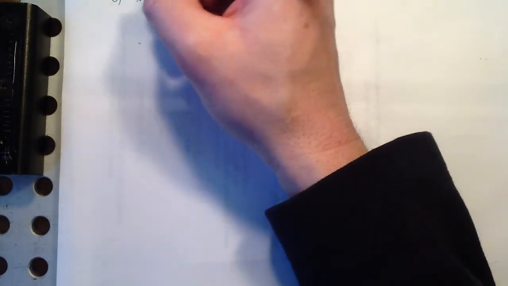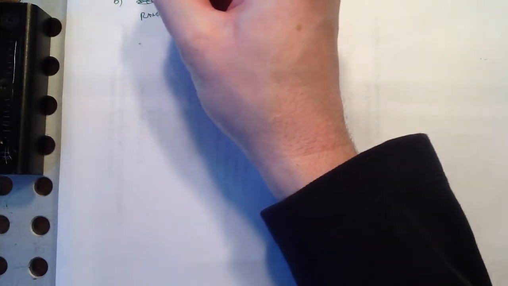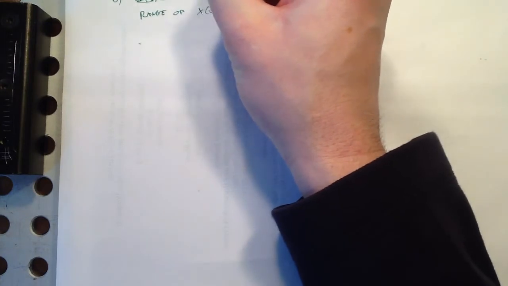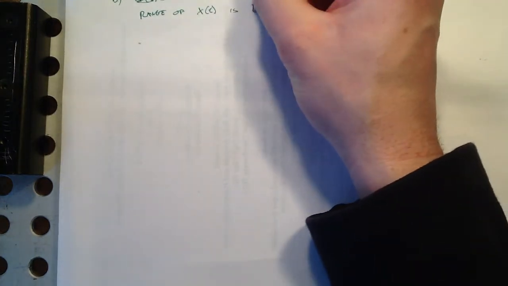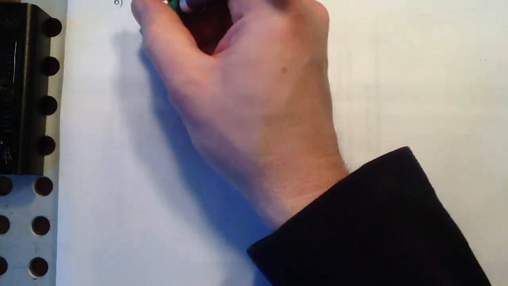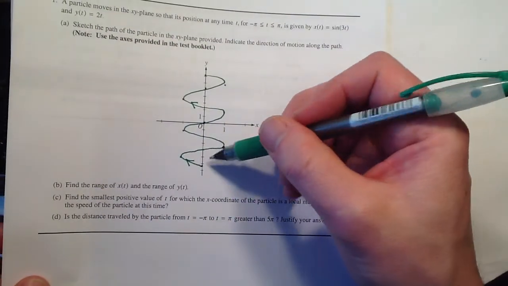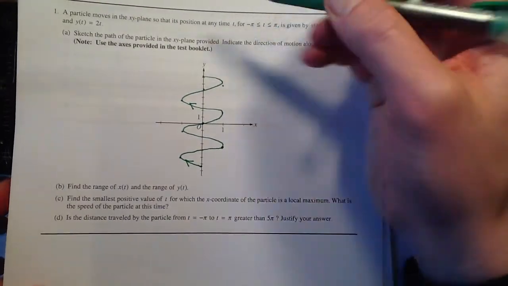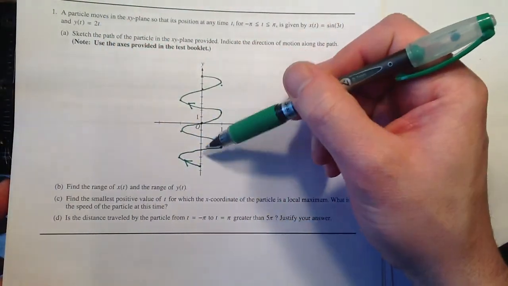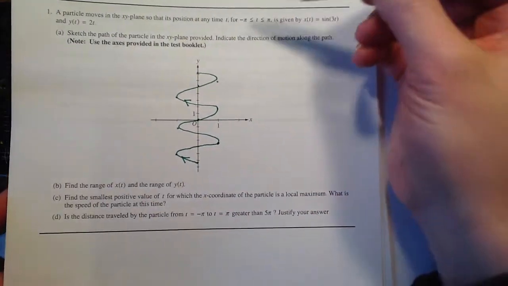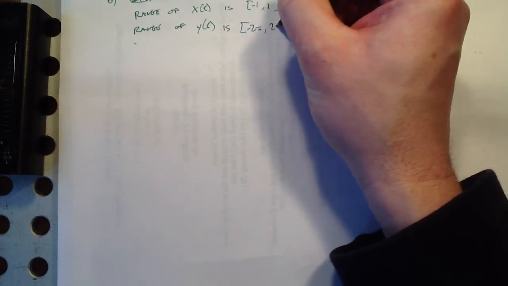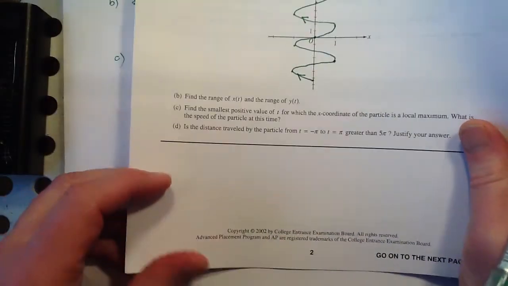So let's say that the range of x of t is -1 to 1, and the range of the y values go all the way from, well, we're plugging -pi and pi into this, so it's going from -2 pi to +2 pi, right? -2 pi to +2 pi. That's a real pre-calculus kind of question there. Don't see many of those on the BC test.